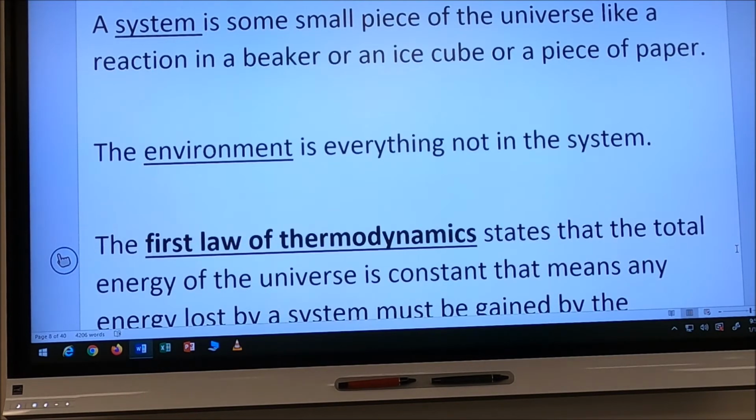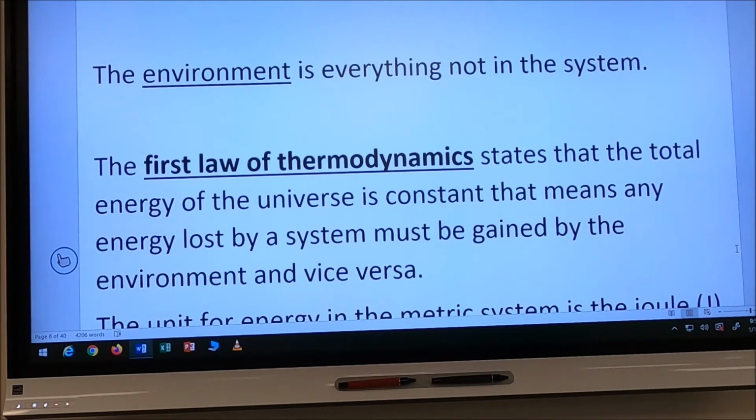Okay? Now, the first law of thermodynamics states that the total energy of the universe is constant. And that means any energy lost by a system must be gained by the environment, or vice versa. If the system gained energy, the environment had to lose. Okay?